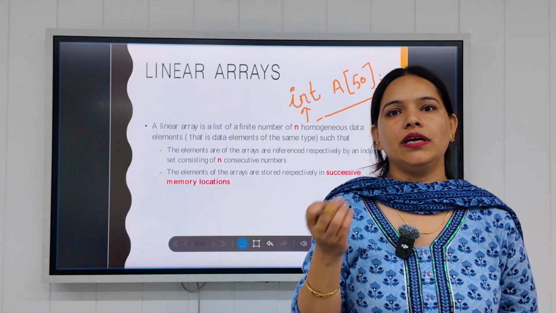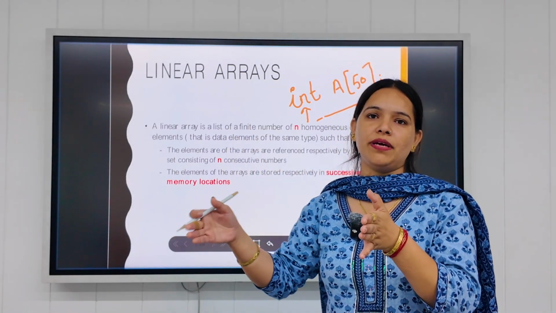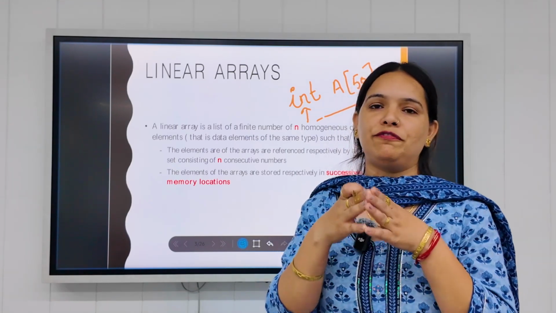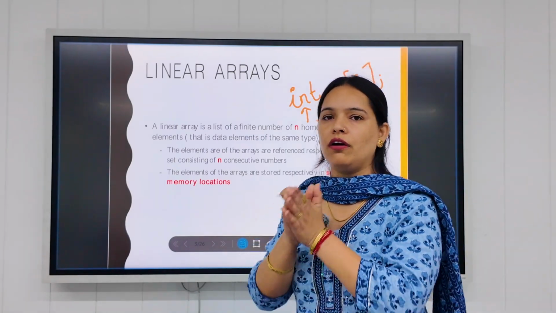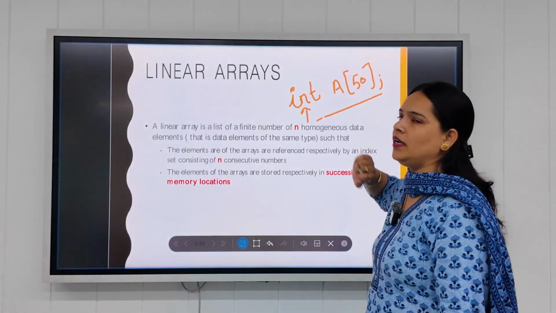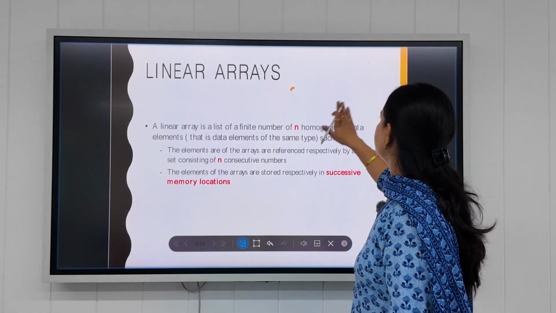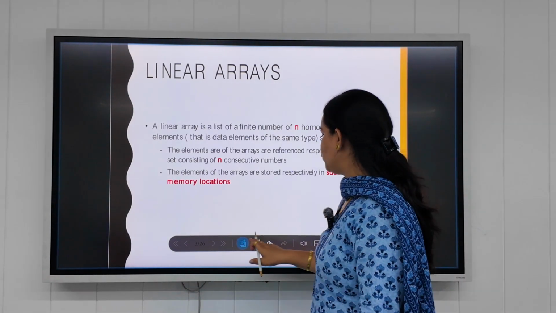And about array, in random access memory consecutive 50 memory blocks of any memory location will be assigned to this particular data variable. Moving toward next.